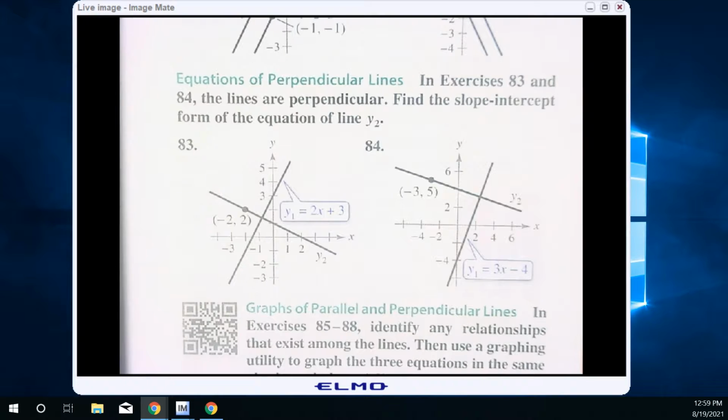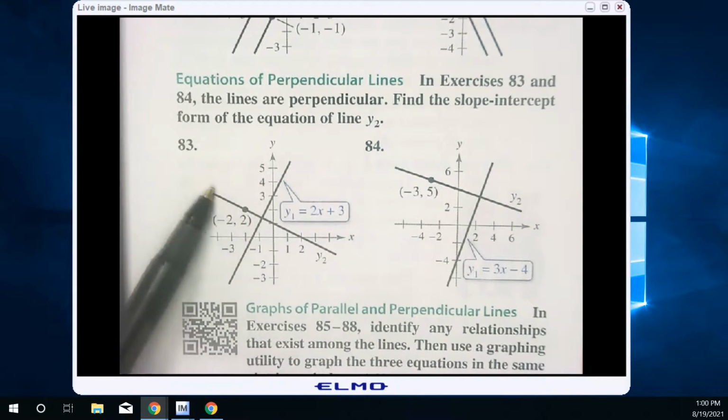Perpendicular. 83. y1, the slope is 2x. 2 is the slope. What is the perpendicular line's slope? y2 is the perpendicular line. What is its slope? Negative 1/2. Where does it cross the y-axis? y2 is this one that's going in the negative. Oh, so it's 3.